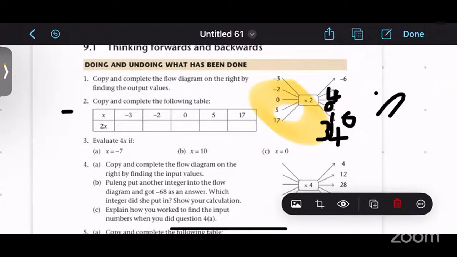Evaluate 4x if x is equal to -7 for A. So that means where you see x, you're going to replace it with -7. So basically, it's going to be 4 multiplied by -7, right?